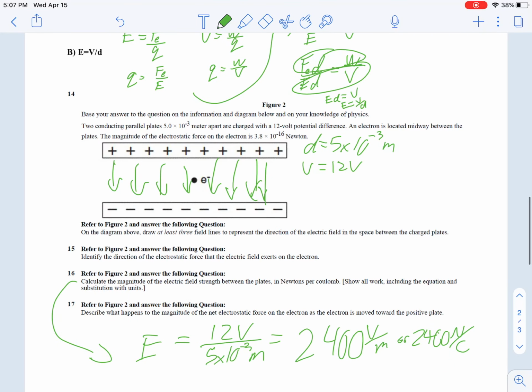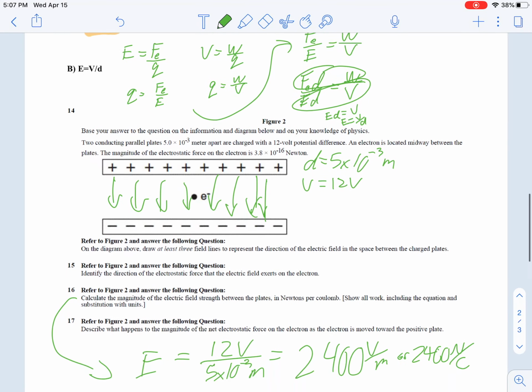That is a way you can solve some of these questions, E equals V over d, but I do not give you that equation on the reference table. So you could either memorize it or you could derive it, but you will never have to use it. There will always be another way to do those questions, right?